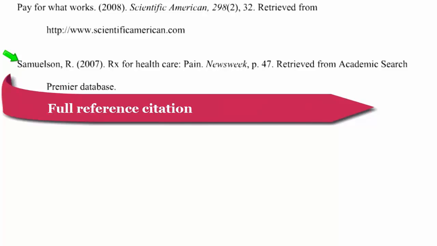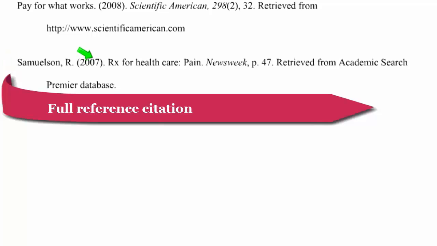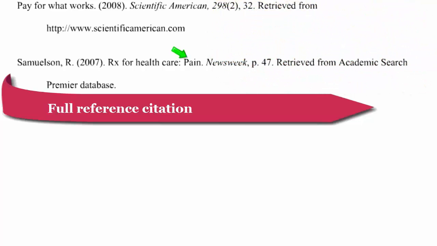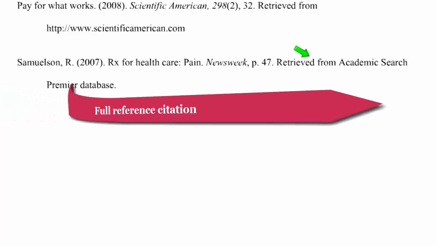Here is the full citation: Samuelson, R. Notice we did not use that initial in our in-text citation. Year of publication, 2007. Title of the article, Prescription for Healthcare, pain. Notice that in APA, only the first word of a title and first word of a subtitle, indicated by the colon, are capitalized, as well as any proper nouns. The publication from which it is taken is italicized, Newsweek, page number, and then retrieval information. And we'll talk more about the three types of retrieval information in just a moment.